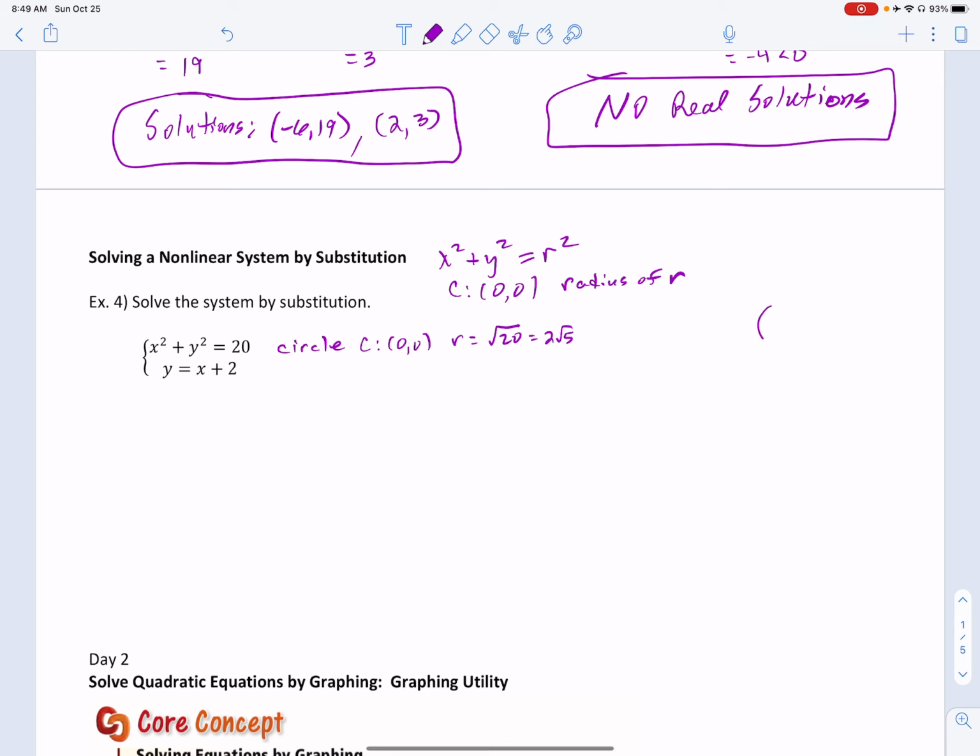And so if I think about a circle and the second equation is linear, again, I could have where the line doesn't intersect the circle, or I could have it where the line just touches the circle in one point, or it could be that the line passes through and touches the circle in 2 points. So I have all those possibilities again. So in this case, it's ready for substitution. Y is already solved for x plus 2, so I can replace y with x plus 2.